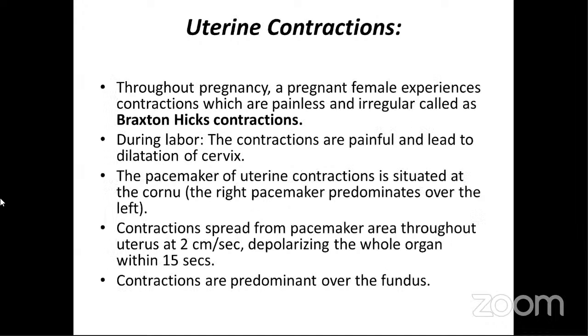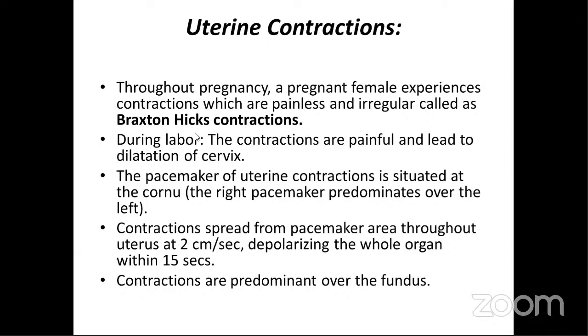So next one is the uterine contractions. Now, what you have to understand is there is something called Braxton Hicks contractions. Throughout the pregnancy, the patient will have Braxton Hicks contractions, but she starts experiencing them maybe in the later months of pregnancy, that is 4th, 5th month. But the frequency and the intensity of these Braxton Hicks contractions go on increasing as the duration of the pregnancy moves on. So throughout pregnancy, a pregnant female experiences contractions which are painless and irregular. These are called Braxton Hicks contractions.